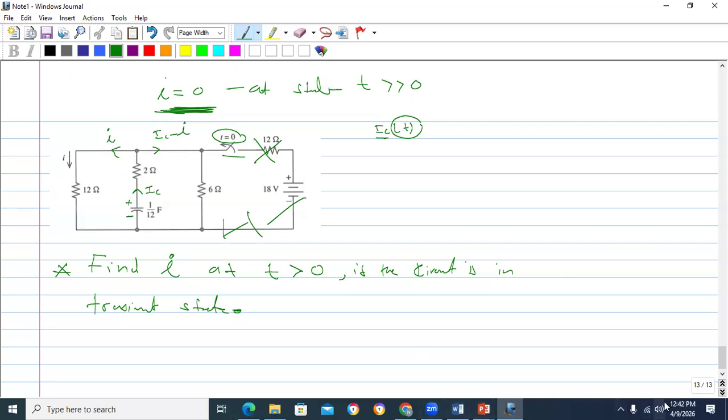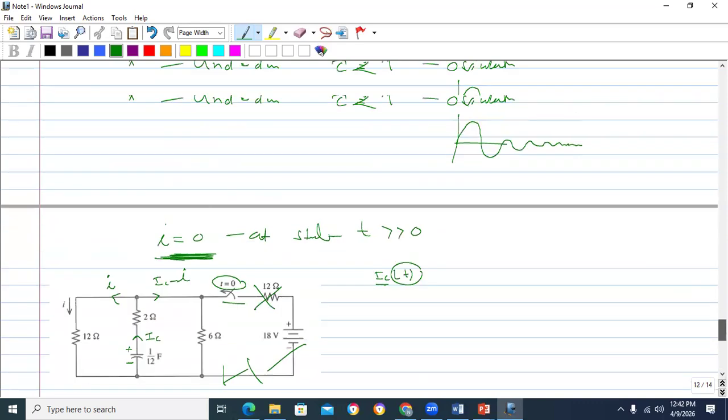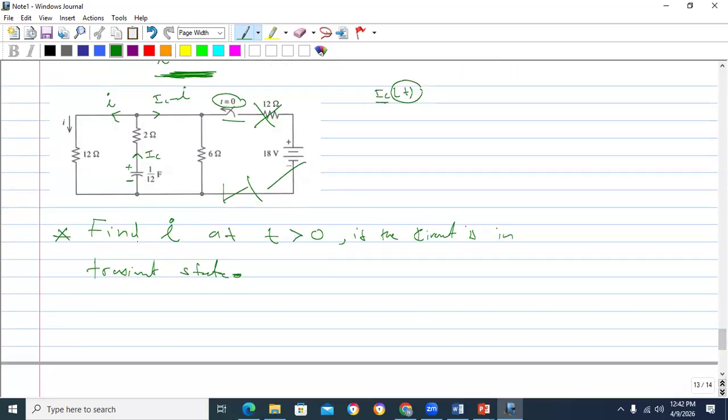So how to write the equation? For example, maybe you have to apply the Kirchhoff law. Now you need to find the i, not the voltage. So the voltage value you need to get rid of. You need to see only i. Okay. i should be there.